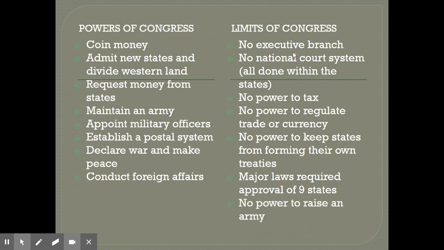No power to raise an army. Okay, so if they wanted to add soldiers or things like that, they couldn't do a draft to add soldiers into the army.